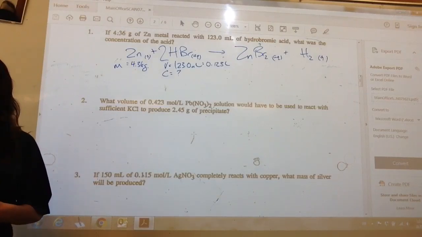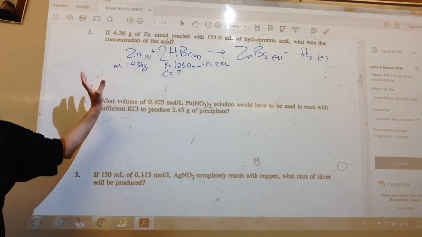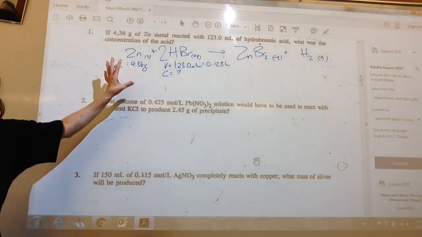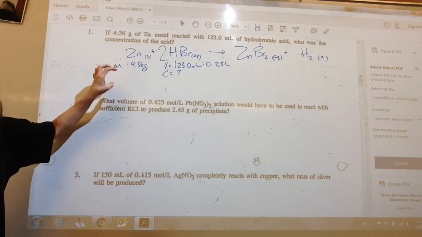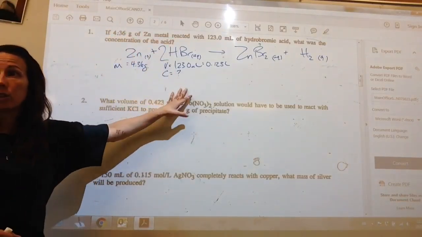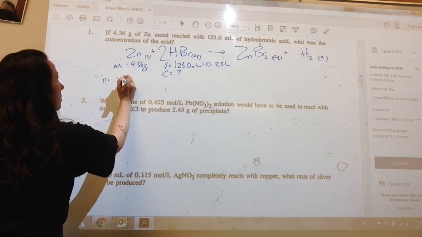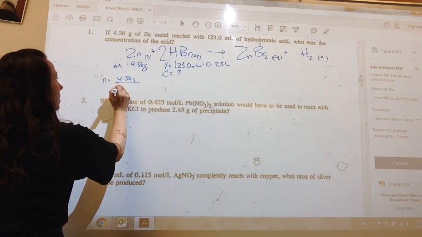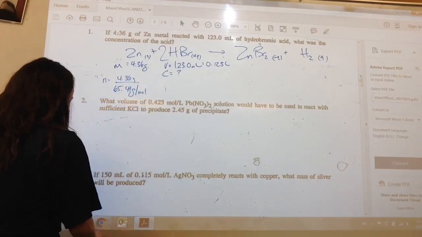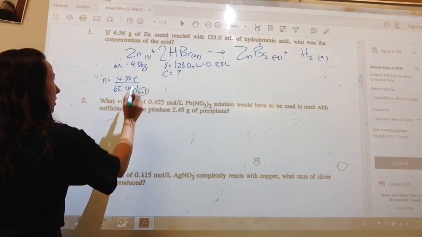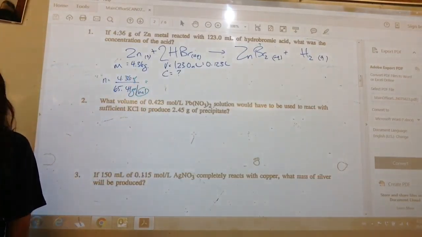Okay, so step 3 is to get to my mole ratio, so I'm going to need to convert this known into moles, because the balanced equation is about the mole ratio. So the molar mass of zinc is 65.41 grams per mole. The grams cancel out, I'm left with moles for my units, as you probably already have memorized.